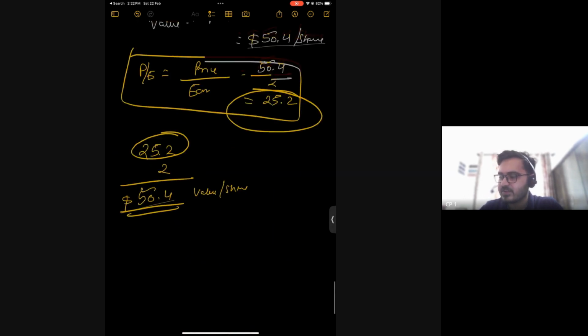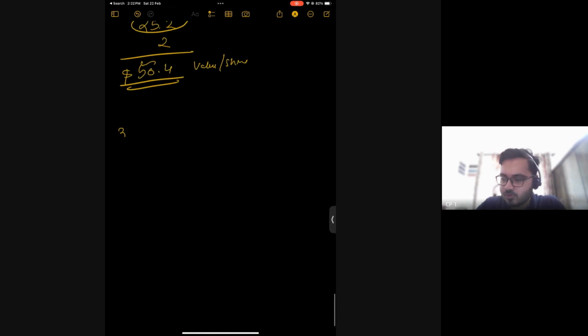So we have done DCF, we have done this. The third is usually the most fundamental method that you can think of. However, in today's world, nobody values companies this way. This is an asset-based model.